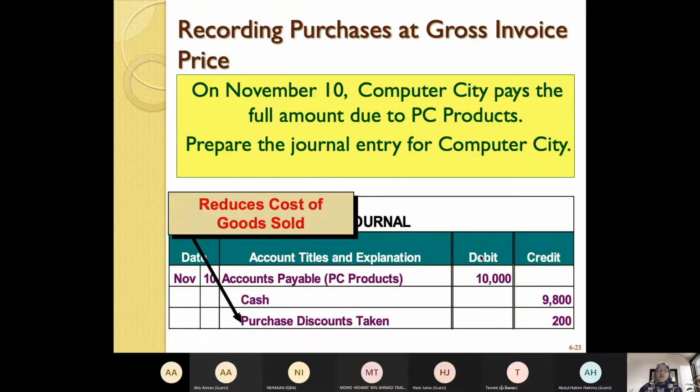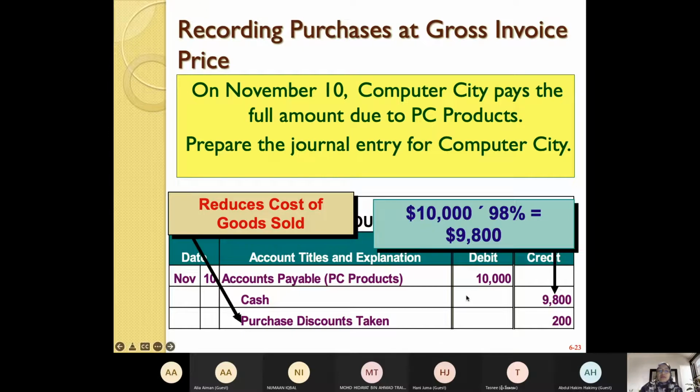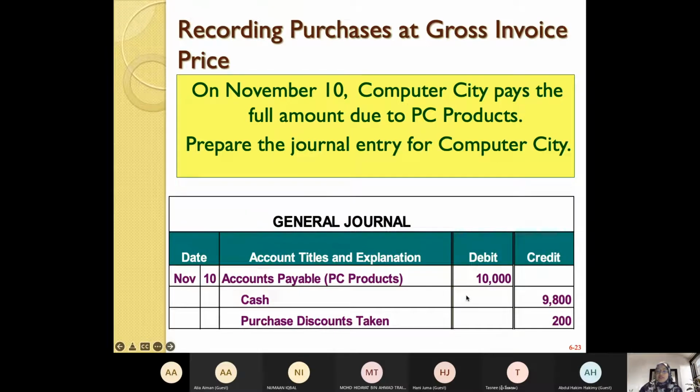So you're going to debit your accounts payable 10,000, but the cash payment that you make is not 10,000. You only make payment of 9,800. Why 9,800? Because you receive a discount of 200. So the total is 10,000, but you only pay 9,800. The difference of 200 is a discount that you take.